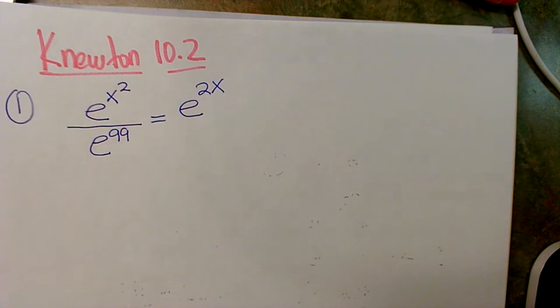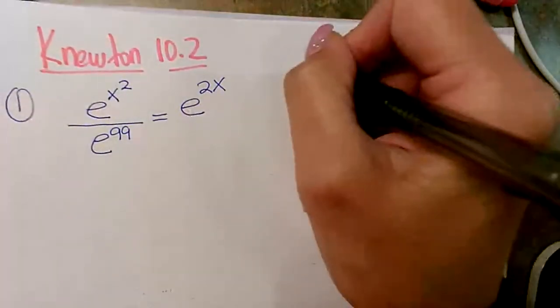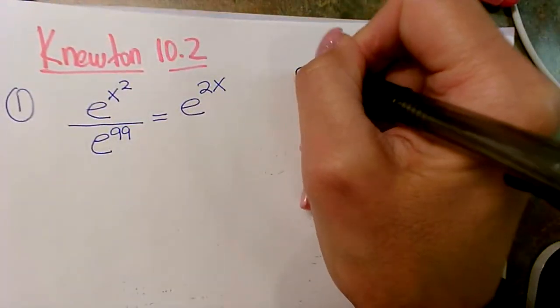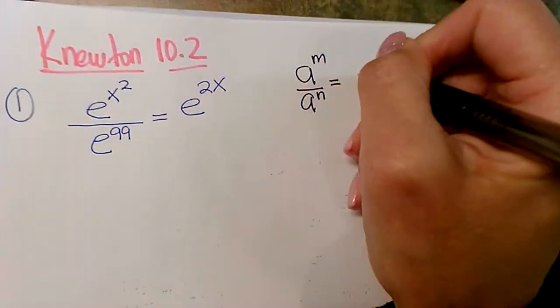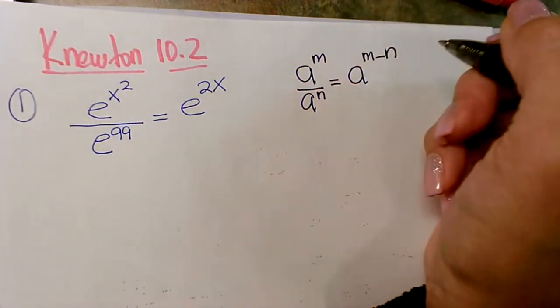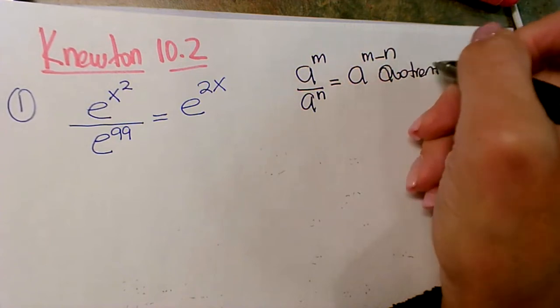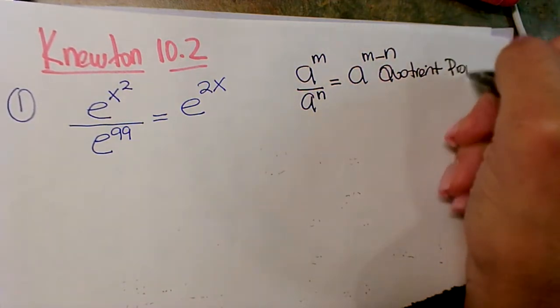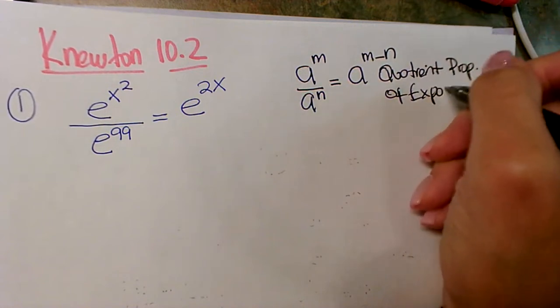The first part that we need to remember is the quotient property of exponents. And I'm going to write it down right here. It said that was equal to what? A to the m minus n, that we subtract the exponents. That's the quotient property of exponents.